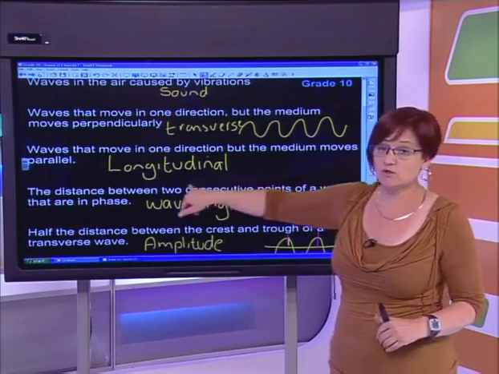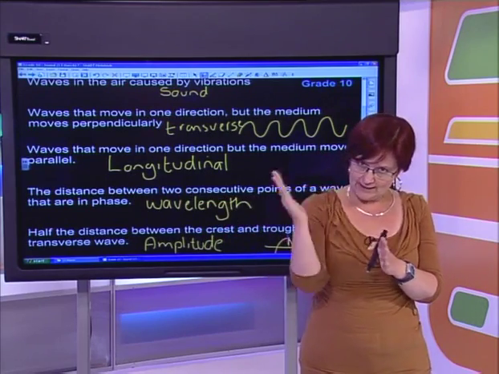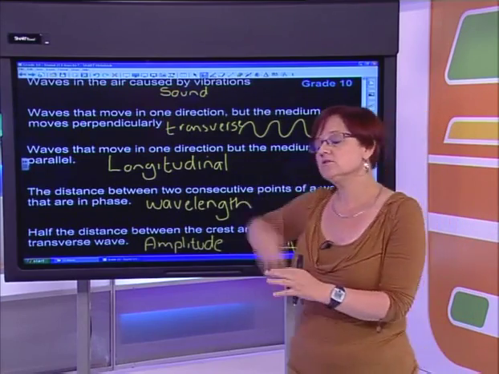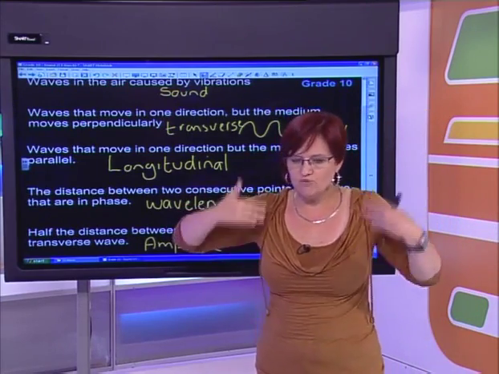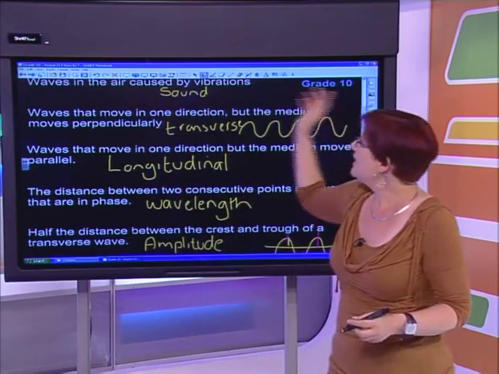Remember that with a longitudinal wave of sound, your particles move parallel to the direction of motion, and we're still moving energy from one place to another, okay?